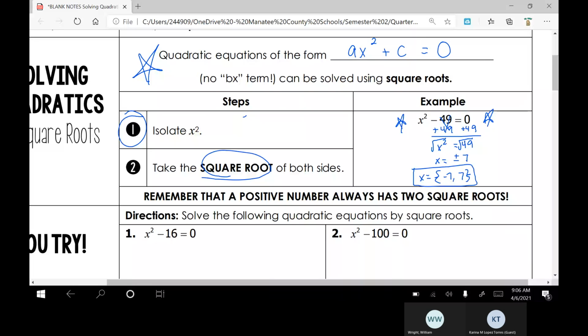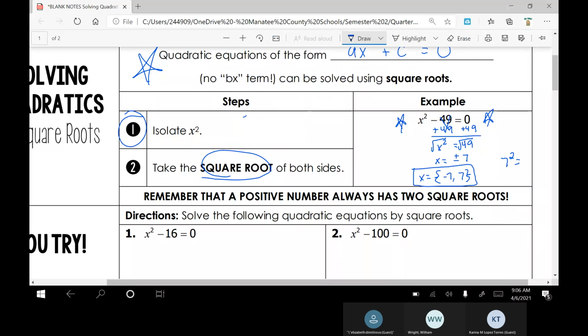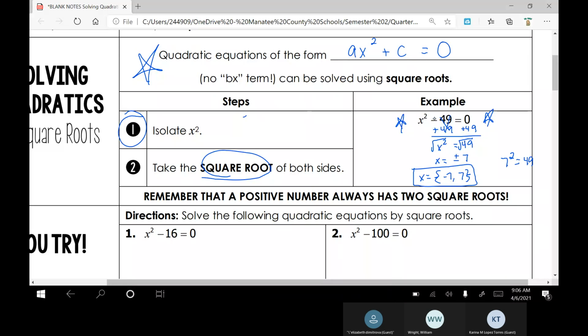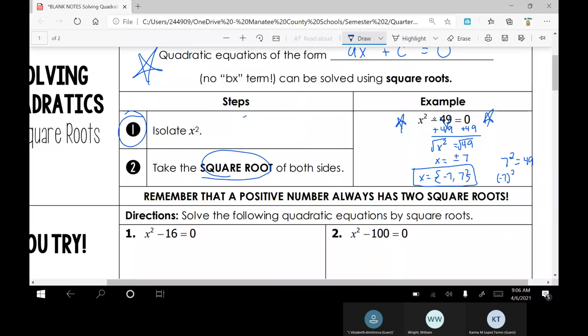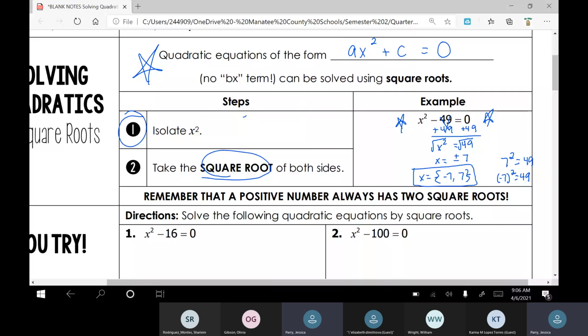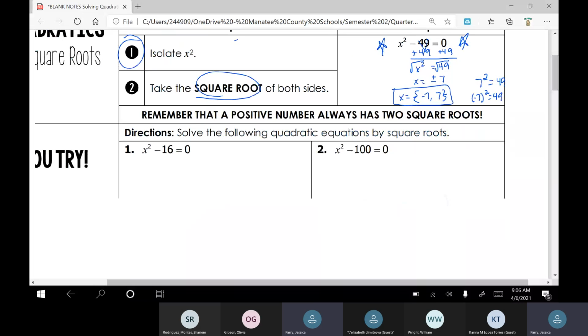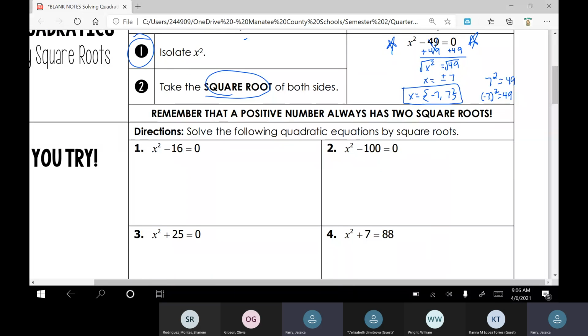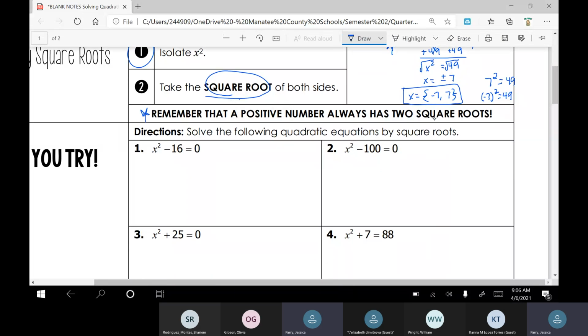So then you get x equals positive or negative 7. The reason I get positive and negative 7 is because positive 7 squared equals 49, and negative 7 squared also equals 49. So that is why for your answer you get a negative 7 and a positive 7, the negative and the positive of that number. So most importantly here, remember that a positive number always has 2 square roots, okay?